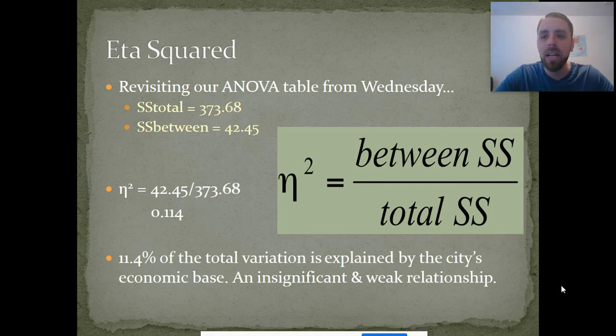So here's my interpretation of eta squared. Based on this eta squared of 0.114, I conclude that 11.4% of the total variation in murder rates is explained by the city's economic base. Therefore, this is an insignificant and weak relationship.